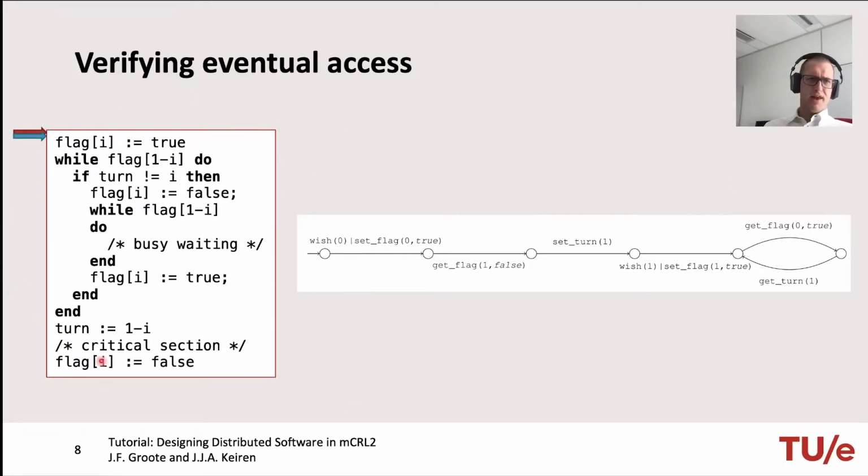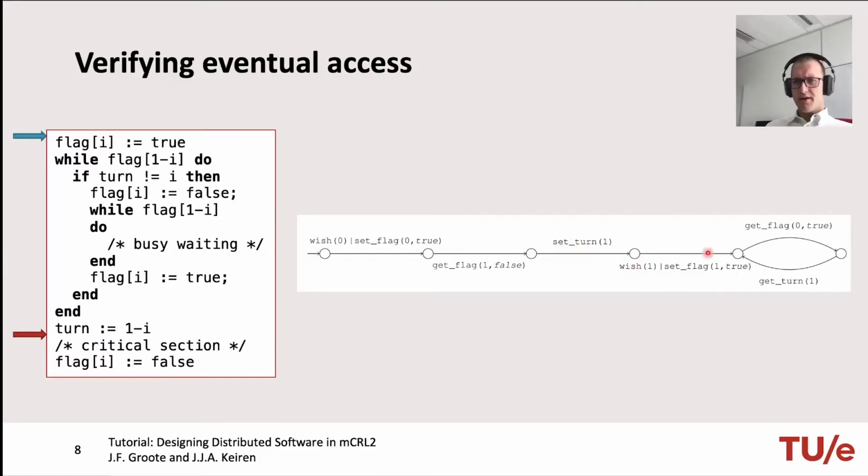In the algorithm to the left here, the red arrow indicates the position of process 0, and the blue arrow indicates the position of process 1. And we can now follow the counterexample. So first, process 0 sets the flag to true. Then it gets the flag of process 1, which is false. So the guard of the loop is false, and it skips the loop. And it sets the turn to process 1.